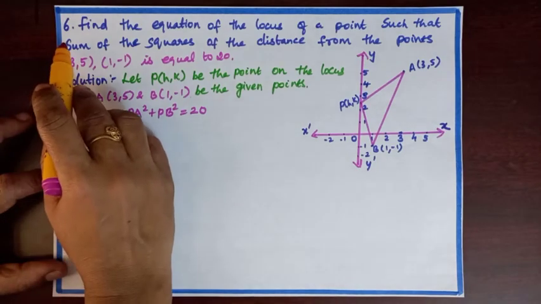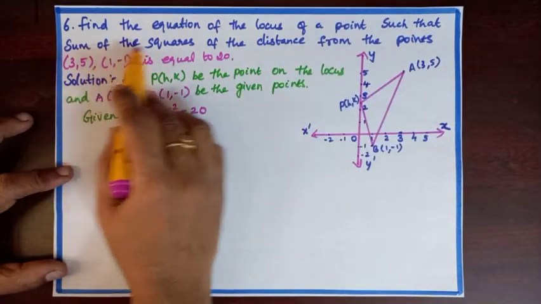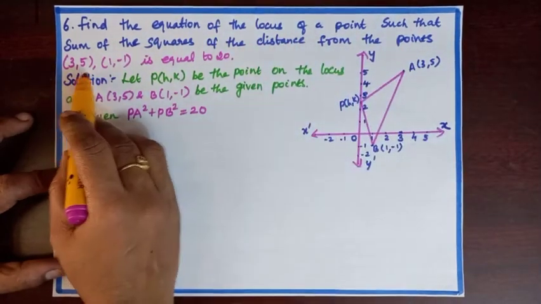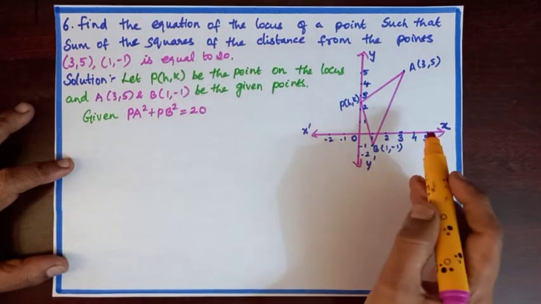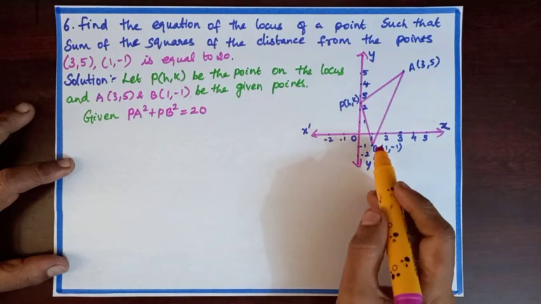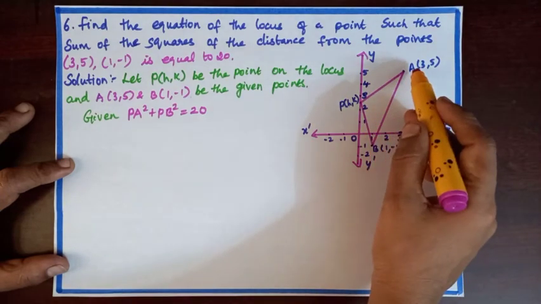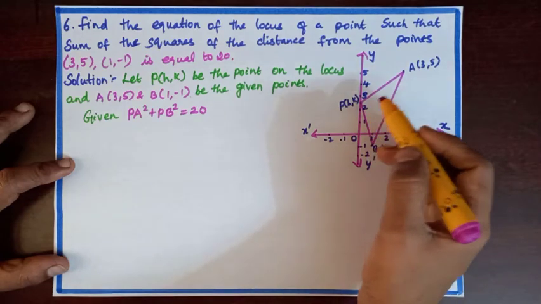Question number 6. Find the equation of the locus of a point such that the sum of the squares of its distances from the points (3, 5) and (1, -1) is equal to 20. Plot the points (3, 5) and (1, -1). The sum of the squares of the distances from the points (3, 5) and (1, -1) is equal to 20.